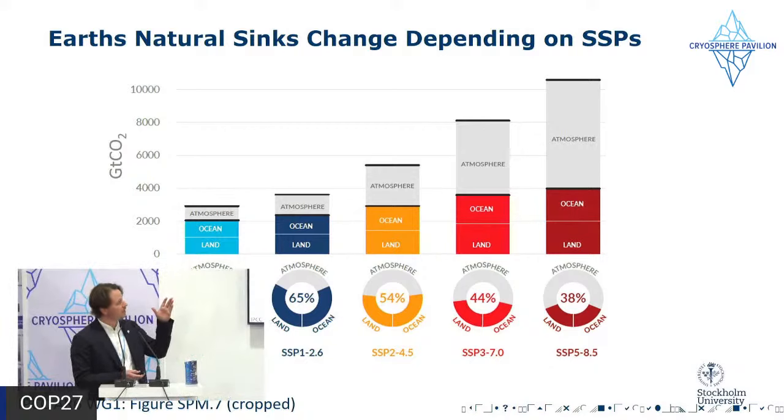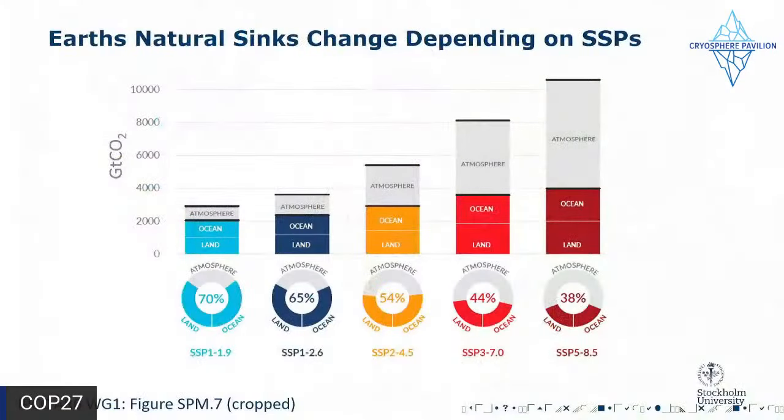I want to illustrate Earth's natural sinks and how these change depending on different societal pathways or different emission pathways. You've probably all heard that land and oceans together are taking up roughly half of the CO2 that we emit. So for every two molecules, they take up one. And they've been doing us this favor since the start of the pre-industrial.